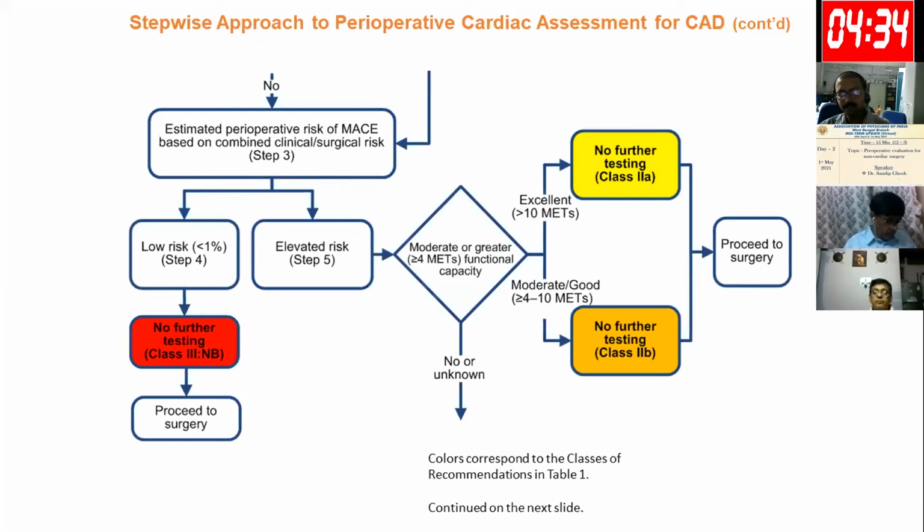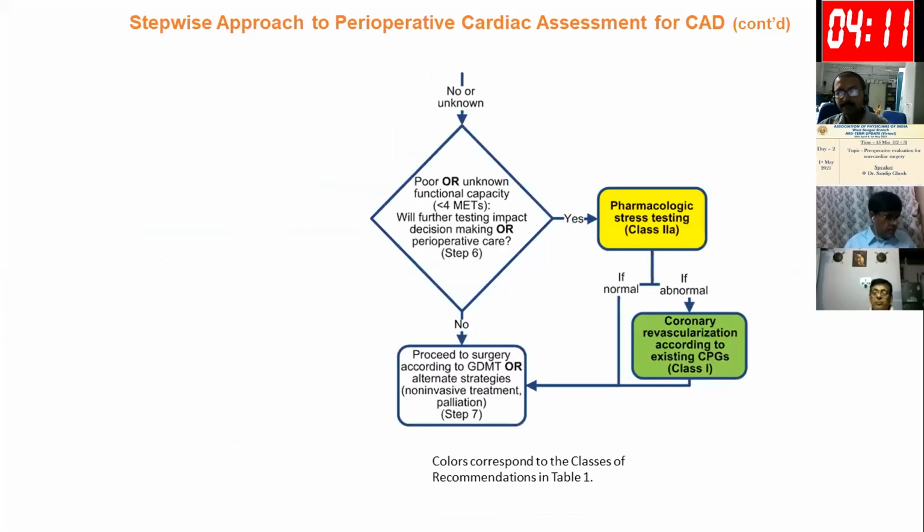If the patient has a low risk, then no further testing is necessary and we can proceed for the surgery. If there is an elevated risk, then we have to assess the functional capacity of the patient. If it is more than 4 minutes, then we can go for surgery. If it is no, or if it is unknown, in that case we have to decide whether further testing will impact the decision making of the perioperative care.